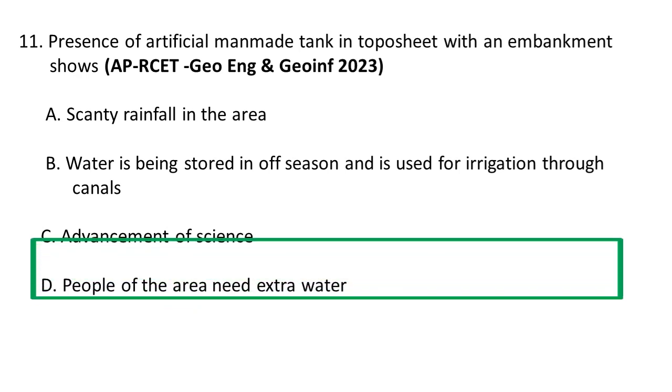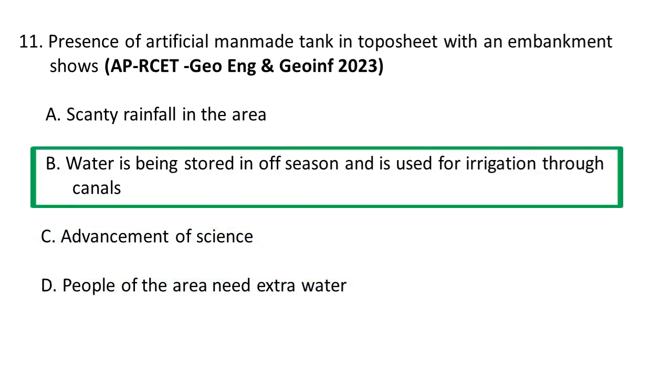So the presence of artificial man-made tanks in the topo sheet indicates that water is being stored in off season and is used for irrigation through canals. B is the correct option.